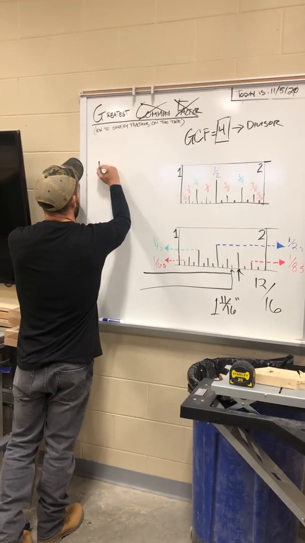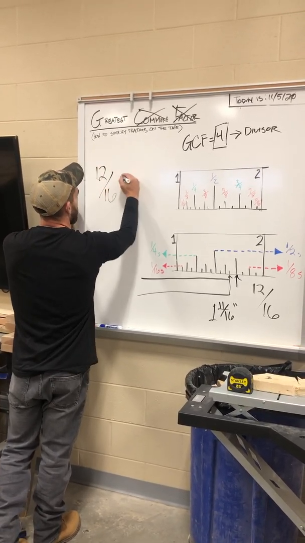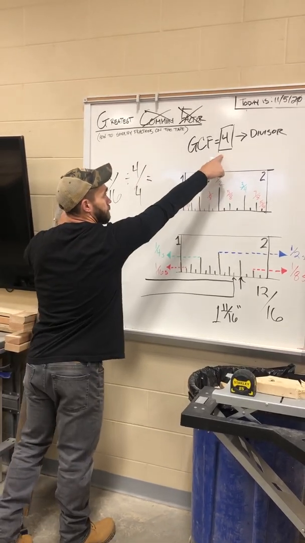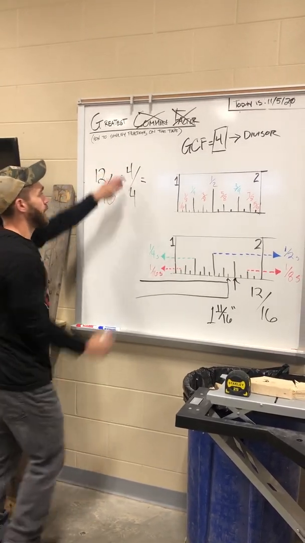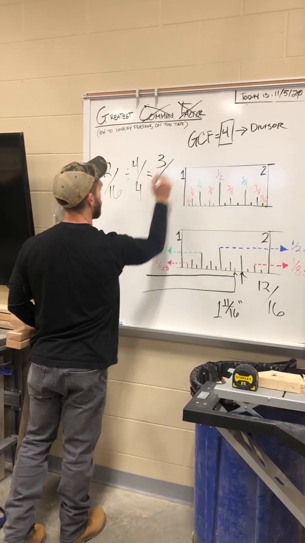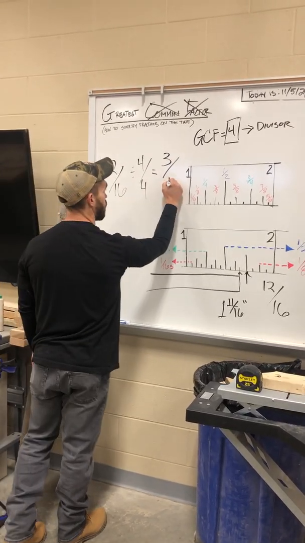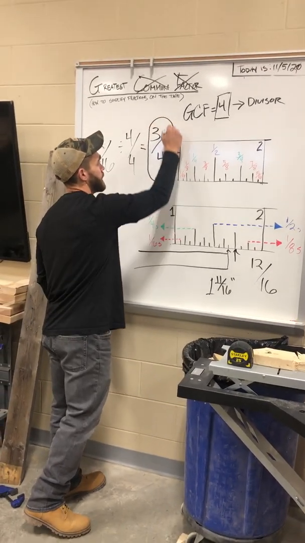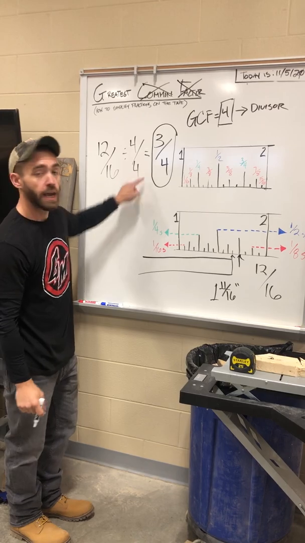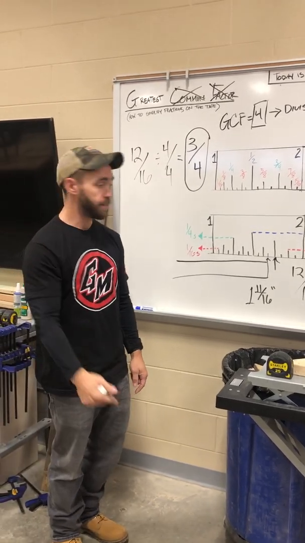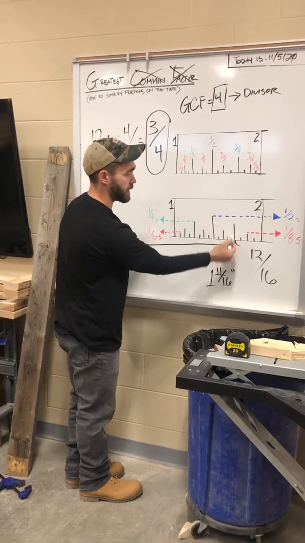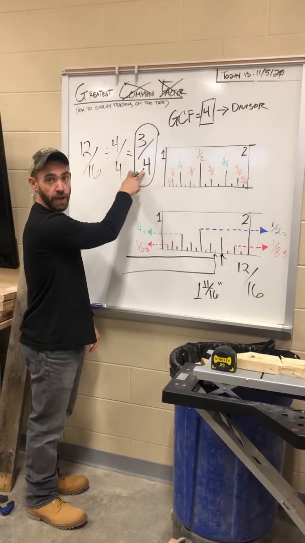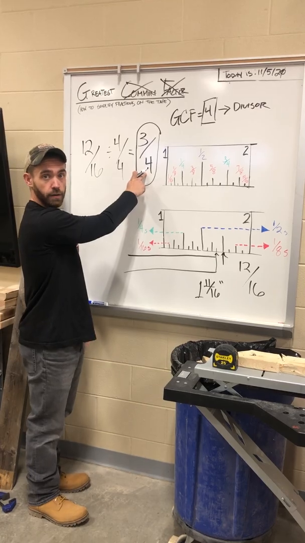Okay, so I'm going to take 12 over 16 divided by 4 over 4, right? My divisor, 12 divided by 4 is 3. 16 divided by 4 is 4. So simplified, 12/16 is the same as 3/4. And we can check this using our tape measure as well, because this is corresponding to this, right? If this is my 3/4 mark, here's 3/4, I've simplified the 3/4. So we know that we're right. And that's it.